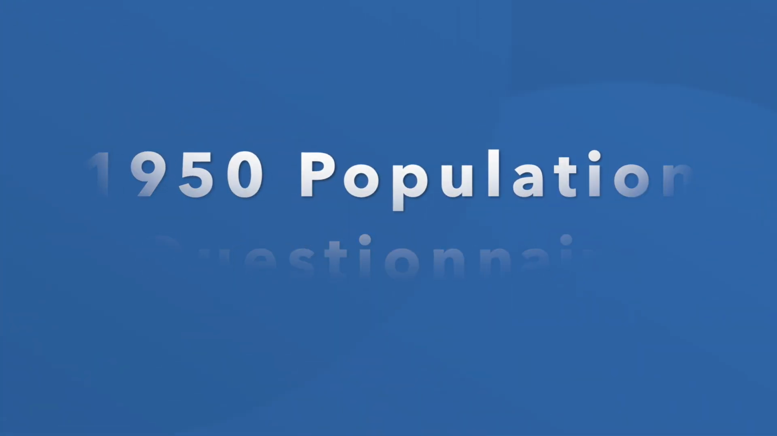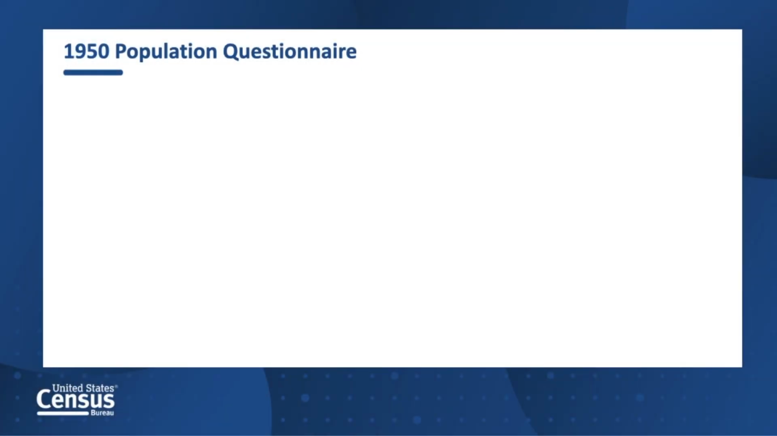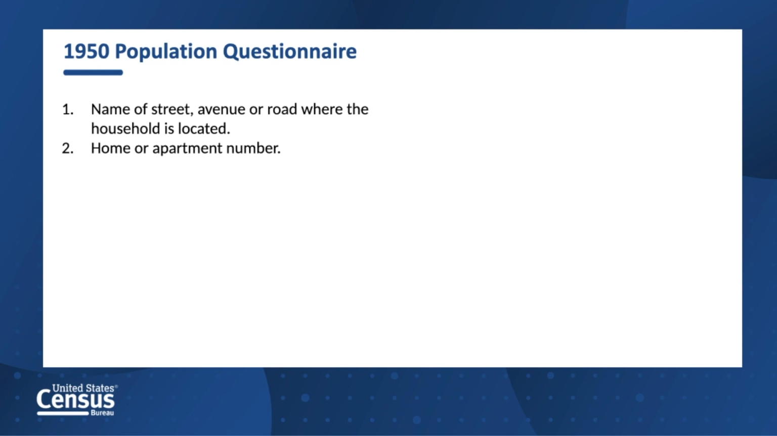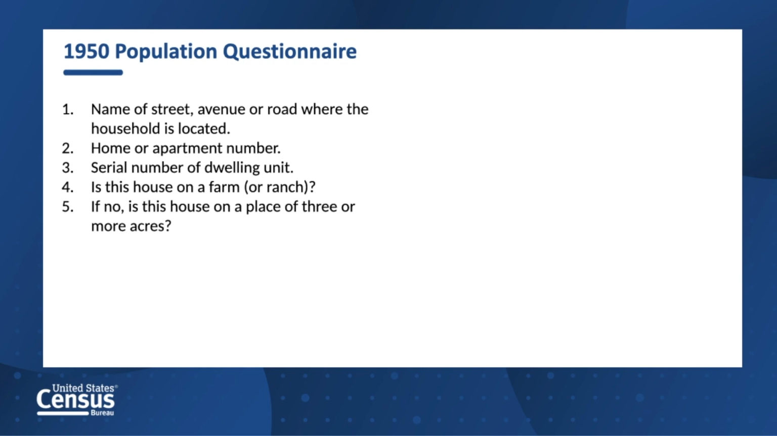1950 population questionnaire. Let's take a look at the questionnaire from the 1950 census. When conducting your genealogy research, the information available about the household is limited to the questions asked during the census. Here are the questions. Name of street, avenue, or road where the household is located. Home or apartment number. Serial number of dwelling unit. Is this house on a farm or ranch? If no, is this house on a place of 3 or more acres? Corresponding agriculture questionnaire number. Name. Relationship to head of household.